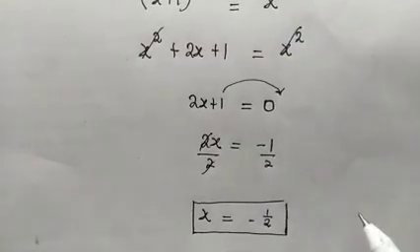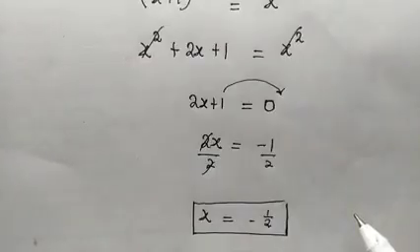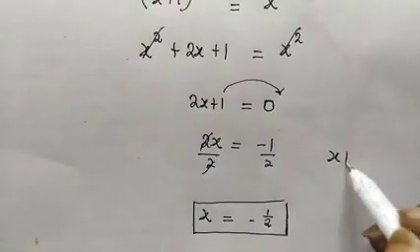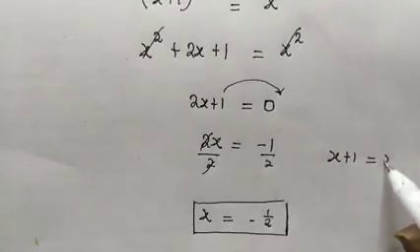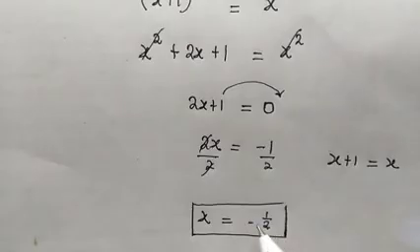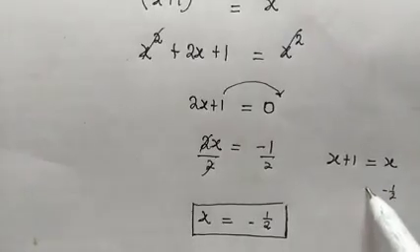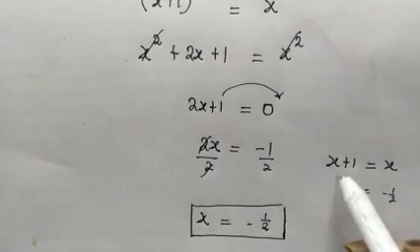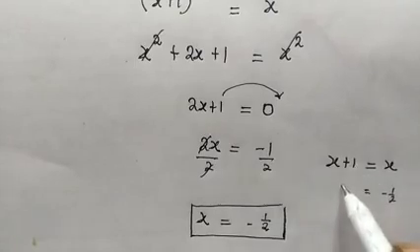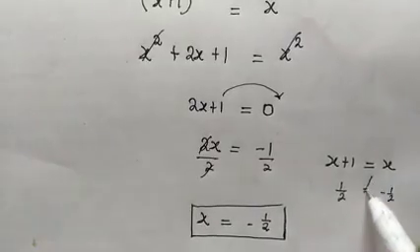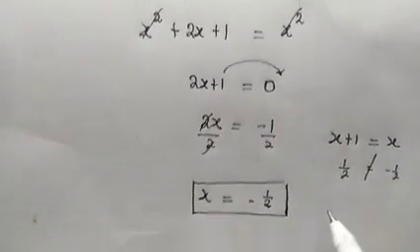over 2. But the question here is, does this satisfy the equation? Remember our equation is x plus 1 is equal to x. Now if we plug in negative 1 over 2, the right hand side will be negative 1 over 2, right? So here we have negative 1 over 2 plus 1, which will give us positive 1 over 2. And we can see that obviously these are not equal, right?